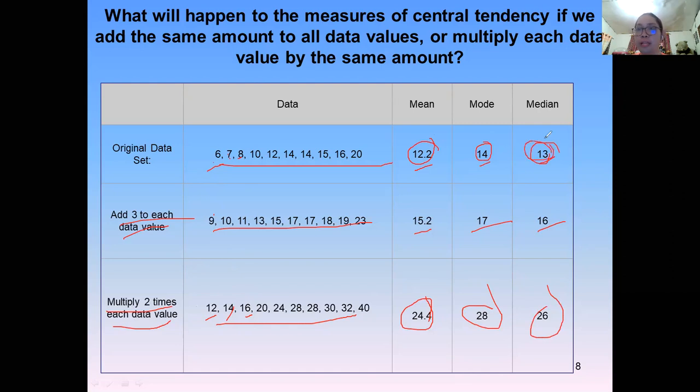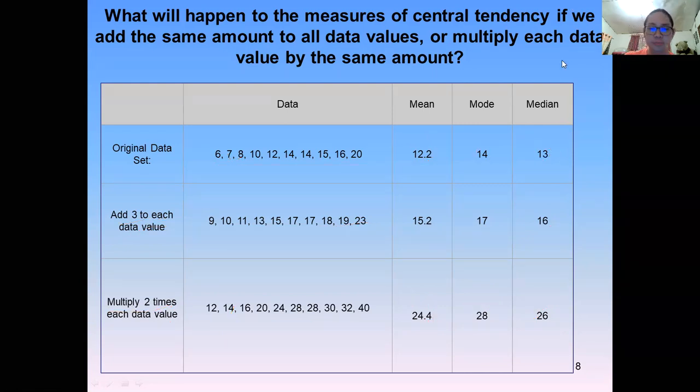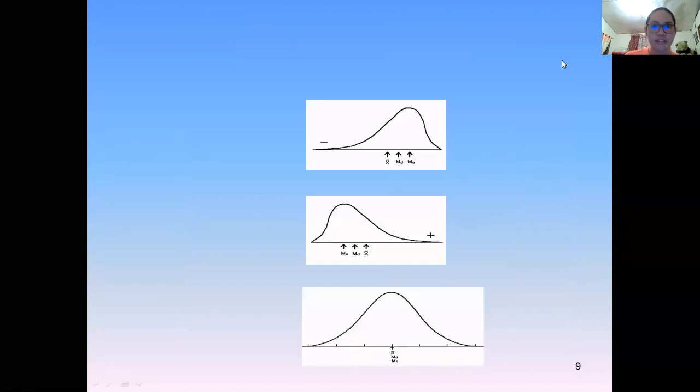So when you multiply the data and compare the original with the multiplied one, the mean, mode, and median will change depending upon the number that you multiply by. If you multiply it by 3, of course, it will be tripled. But of course, when you add 3 to each data value, it will also increase the mean, median, and mode. I hope you will be able to grasp the concept behind it. So now let's proceed to the next slide.